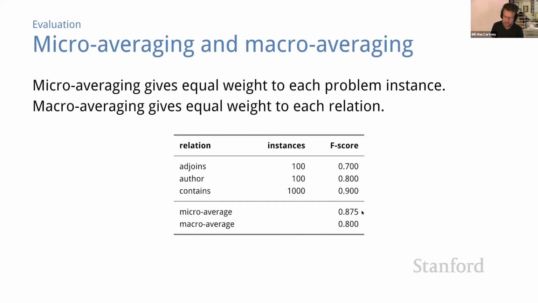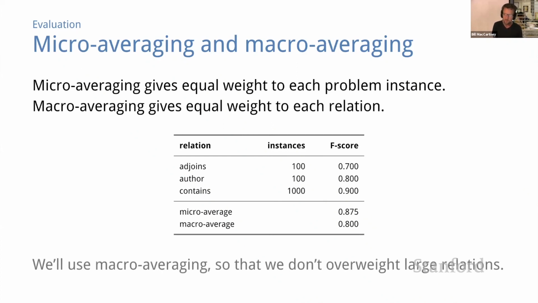The micro-averaged F-score is probably not what we want, because the number of instances per relation is kind of an accident of our data collection methodology. And it's not like we believe that the contains relation is more important than the other relations. It just happens to be more numerous in the data that we collected. So we're going to use macro averaging so that we don't overweight large relations.